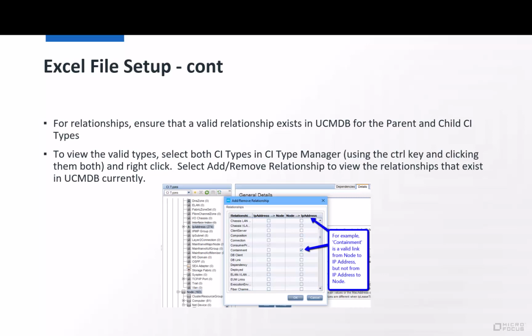As a side note, we want to make sure that the relationships that we define in an Excel spreadsheet match actual data that might come in from, say, discovery. The reason we want to do this is because if we're importing a list of nodes and then later those nodes become discoverable, we want them to be able to merge with the imported CIs from the Excel spreadsheet.